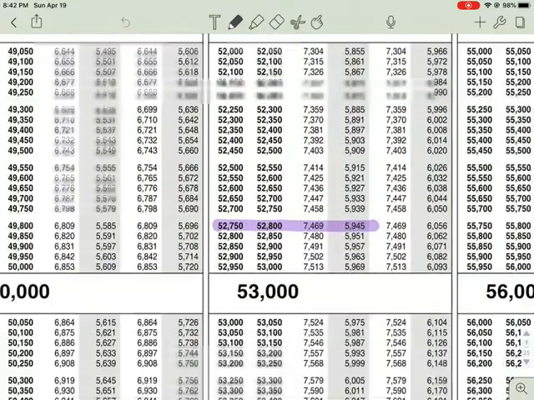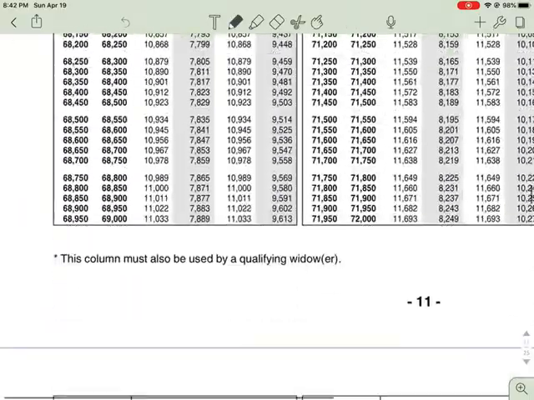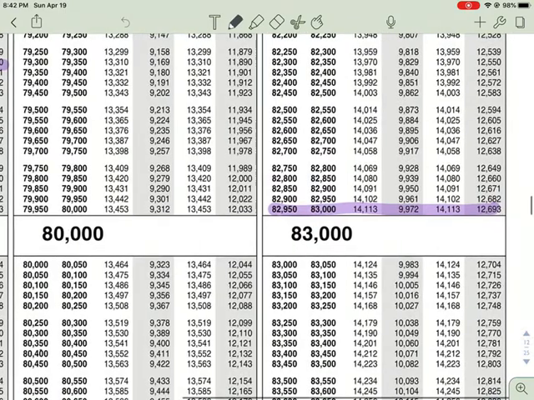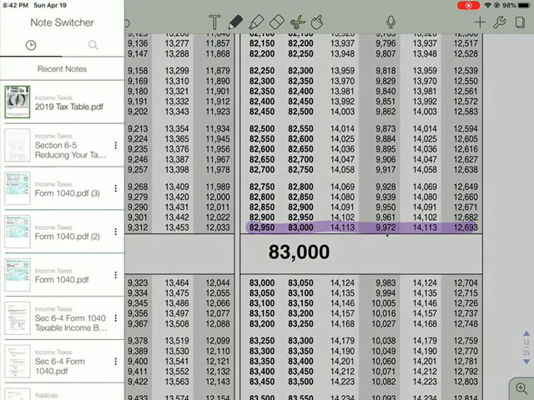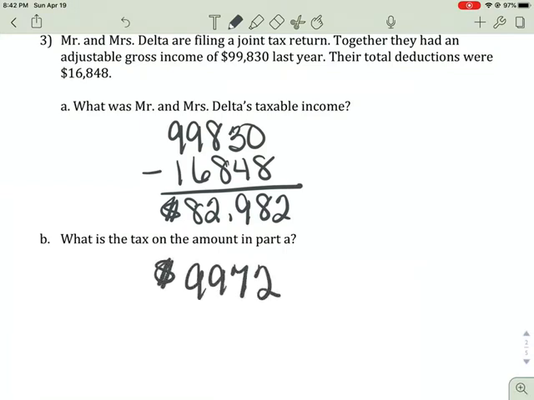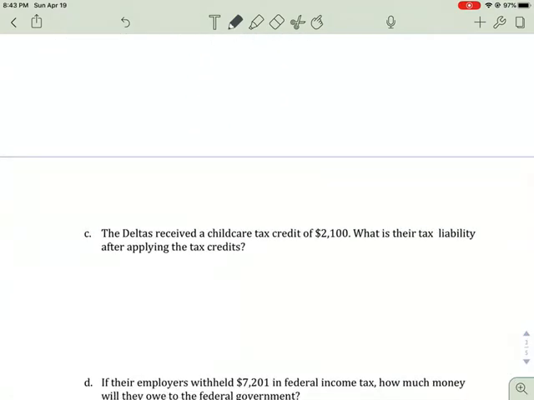Okay, so what is their tax? So let's go back to our tax table. Find 82,000. Okay, 82,982 right here. Okay, so that would be $9,972. Okay, so that's how much tax they owe after the deductions. Now, they have a child care credit of $2,100. So what is their liability after the credit?